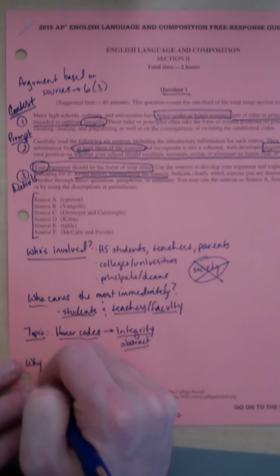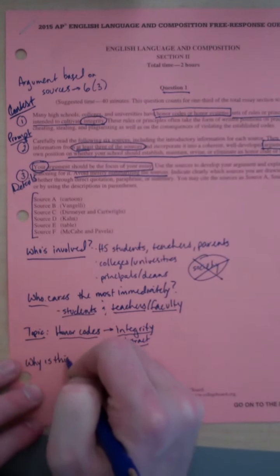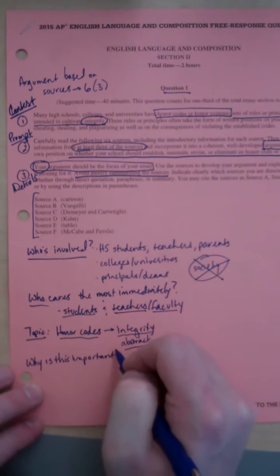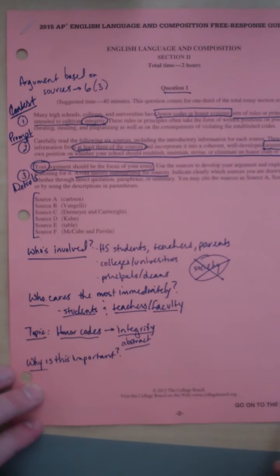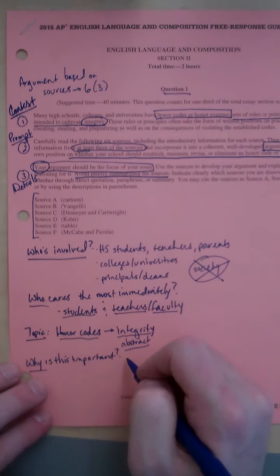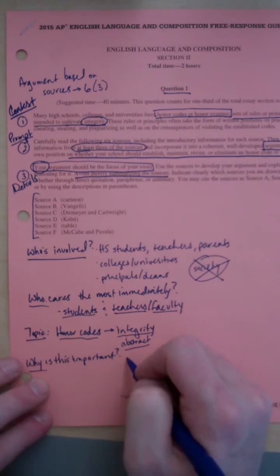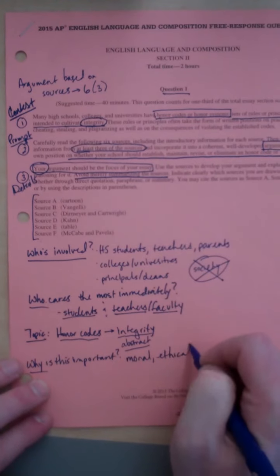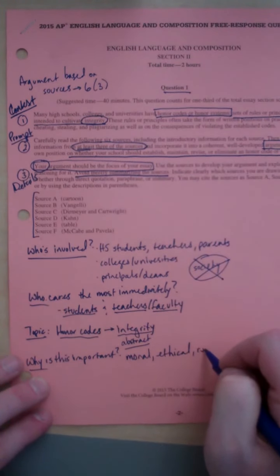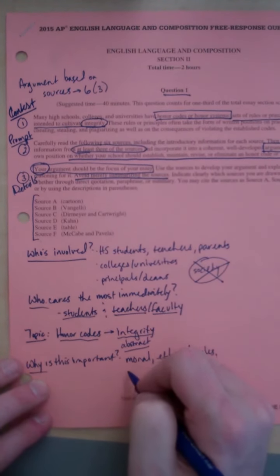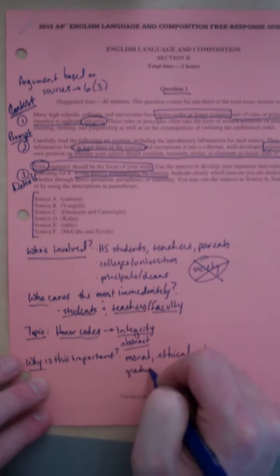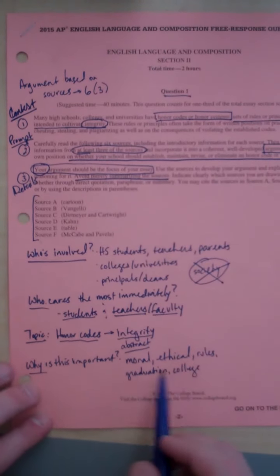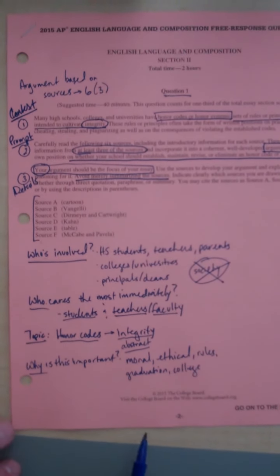Why is this important? Let's frame the conversation. Why is this important? Because we have maybe a moral consideration, an ethical consideration. We have rules and regulations. We have graduation, college considerations. All of these are reasons why this discussion is important.